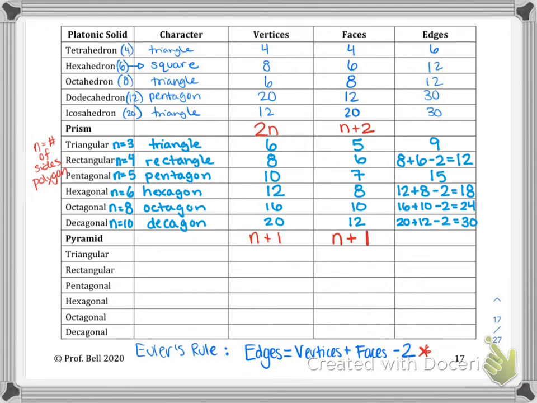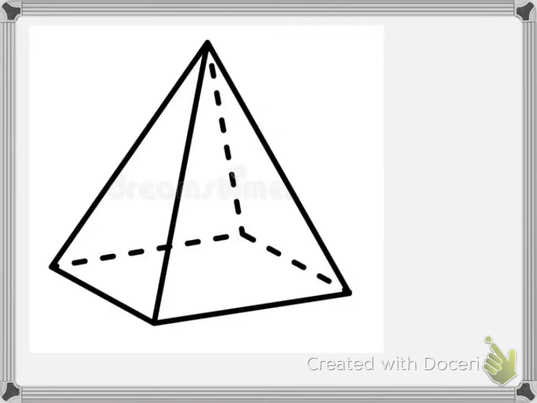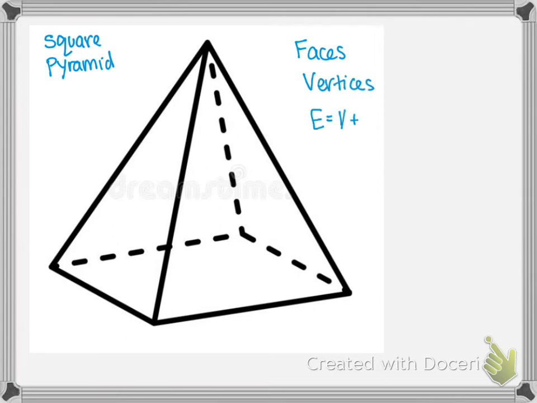Okay, on the next couple slides, I have a few pictures of pyramids to help us out. So let's take a look at this. This is a square pyramid. So it has a square or a rectangle as a base. Okay, in this case, a square. So first we're going to talk faces, then vertices, then we'll use our formula to find the number of edges.